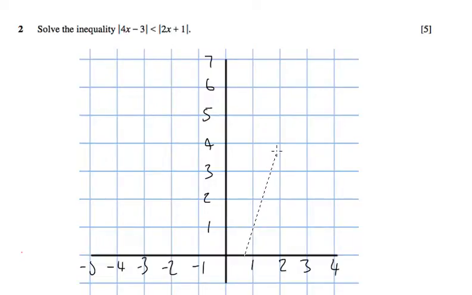So I can use that to get my gradient. I'm going to go across 1 from here and up 4. So that's going to go through 2, 5. So that's about the right steepness. And again, I'll do that on the other side. I know it's going to go through positive 3 because that's the modulus of negative 3. So that is an accurate graph for this one.